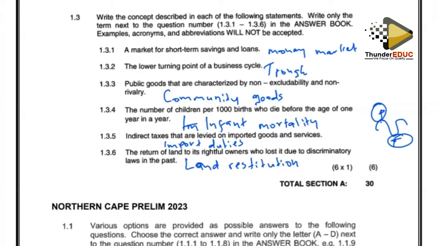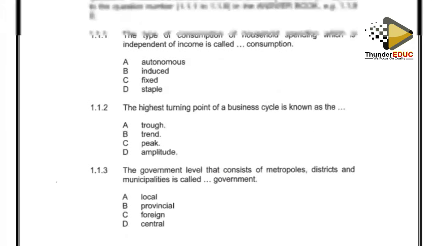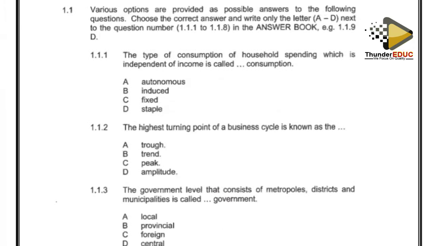In order for it to be simple, it means you should maximize revising different sets of past exam papers. Don't rely only on one question paper or one resource. Okay, right. Various options are provided as possible answers to the following questions. Choose the correct answer, right?